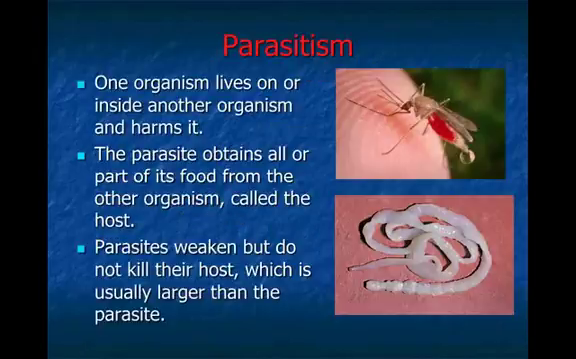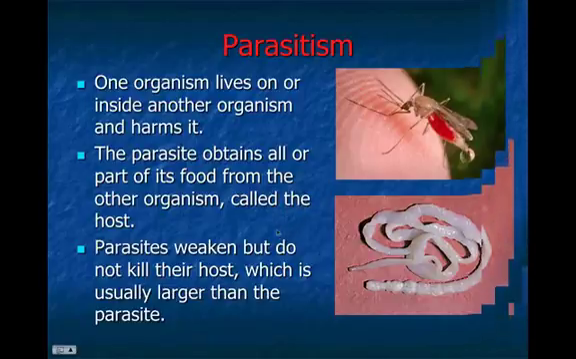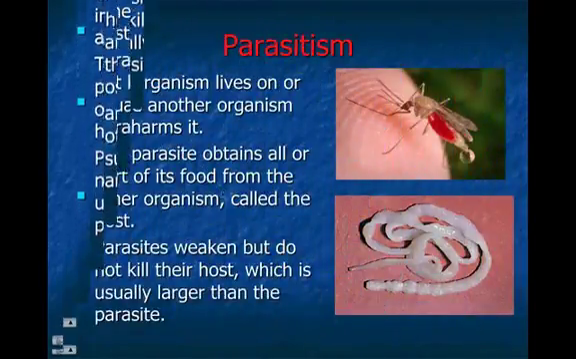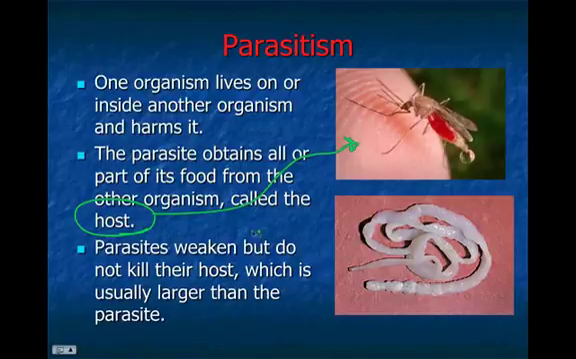And the last relationship is parasitism. Parasitism is an example where one organism lives on or inside another organism and, here's the key, harms it. Here we have our friend the mosquito, and you can see that it is sucking the blood out of the human. In a parasitic relationship, the parasite obtains all or part of its food from the other organism, and that organism is called the host. In this case, the host is the human.